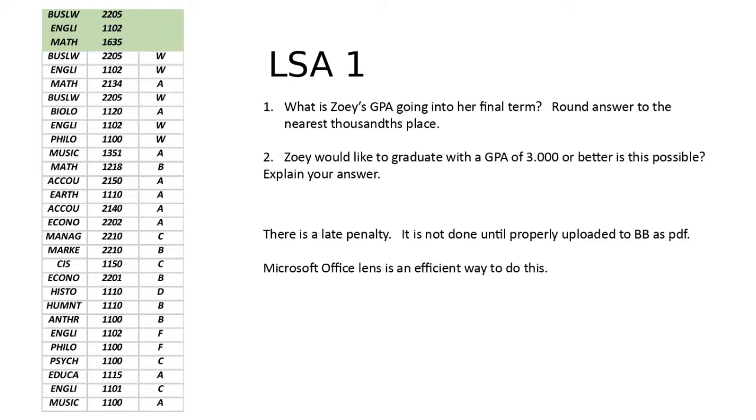And here, and this is answering a question someone else said, round the answer to the nearest thousandths place. So this is Zoe's GPA going into her final term. And her final term is that green stuff up there. You see, she never did finish off English 1102, but now she is, okay? So what is her GPA going into the final term? Zoe would like to graduate with a GPA of 3.0 or better. Is this possible? And explain your answer.